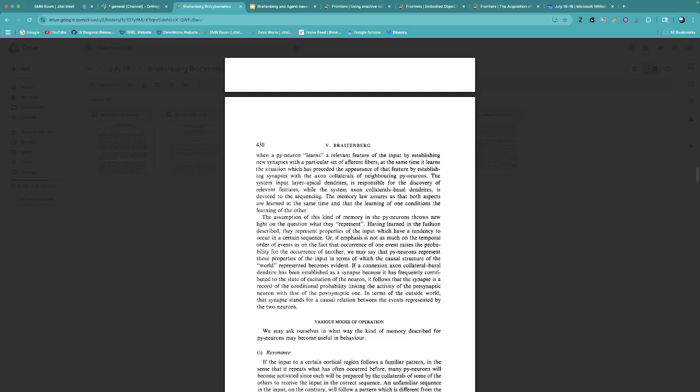If a connection, axon collateral-based dendrite, has been established as a synapse because it has frequently contributed to the state of excitation of the neuron, it follows that the synapse is a record of the conditional probability linking the activity of the presynaptic neuron with that of the postsynaptic one. So in terms of the outside world, that synapse stands for a causal relation between the events represented by the two neurons. So he's not just suggesting there's associative learning, but that there's this causal representation.